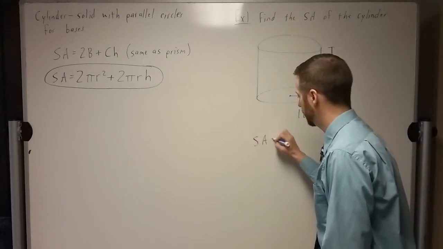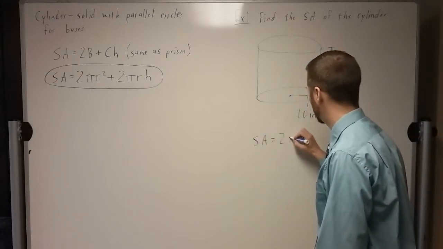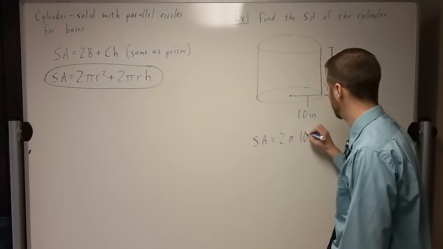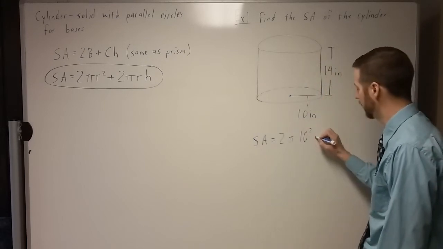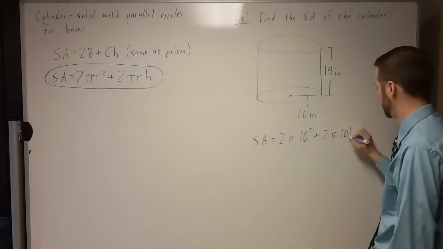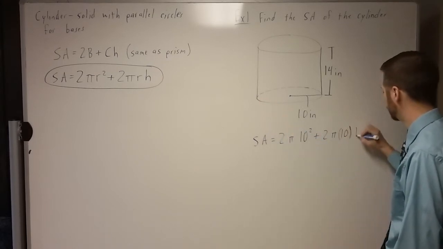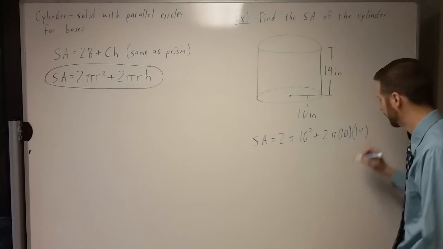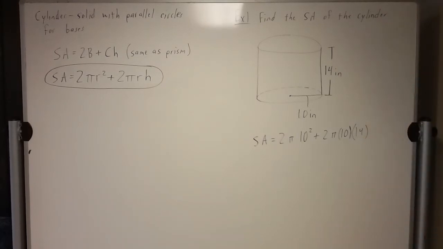So we've got surface area is 2 times pi times radius, which is 10, squared, plus 2 times pi times radius, which is 10, times height, which is 14. And so there's our formula with everything plugged in where it needs to go for surface area, and we've just got to do some computations here.